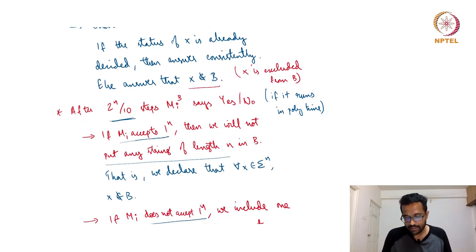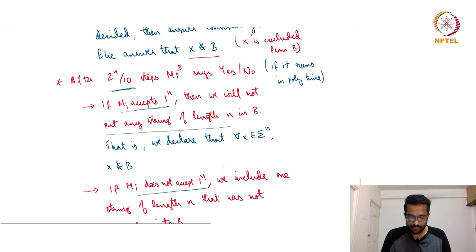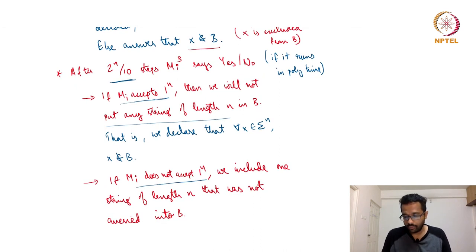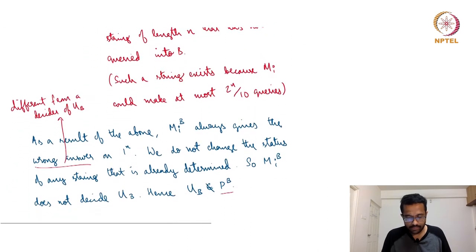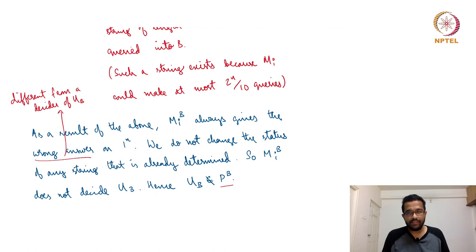If it says yes, then on the string 1^n, we make sure that we don't put any string of length n into B. If it does not accept 1^n, then we find a string that was not queried and insert it into B. So therefore, making M_i^B's answer always different from that of a decider of U_B. Hence M_i^B does not decide U_B for any i. So this is what is happening in this proof.